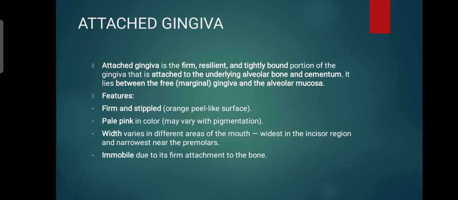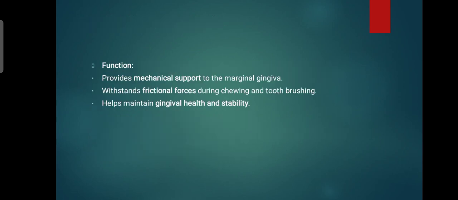Features: firm and stippled, orange peel-like surface, pale pink in color. It can vary with pigmentation. Width varies in different areas of the mouth, widest in the incisor region and narrowest in the premolars. It is immobile due to its firm attachment to the bone. Its function is that it provides mechanical support to the marginal gingiva, it withstands frictional forces during chewing and toothbrushing, and it helps to maintain gingival health and stability.